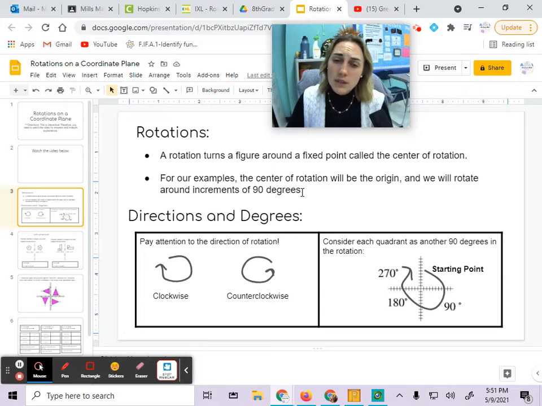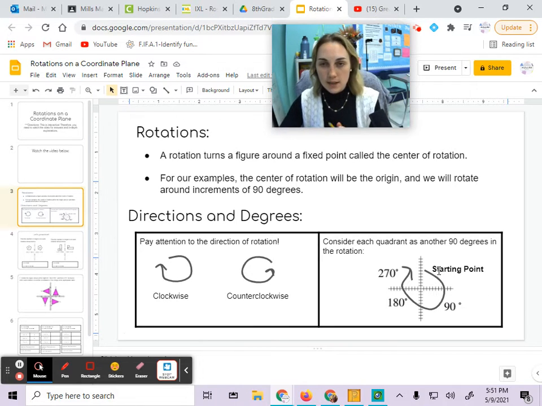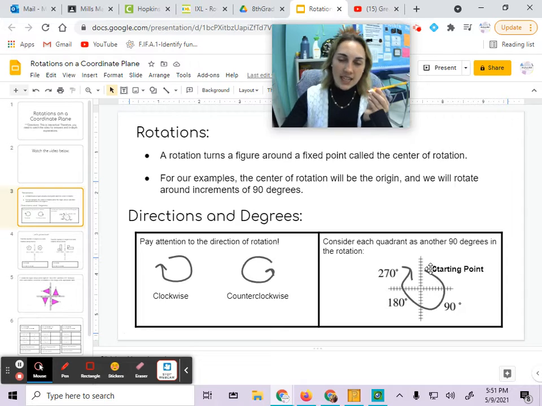For examples that we're using, our center of rotation will always be the origin of a coordinate plane. So we're going to have a coordinate plane here on all of our problems. And we will rotate our shape in increments of 90 degrees. So 90 degrees is moving from one quadrant and moving to the next quadrant. That would be a 90-degree rotation.